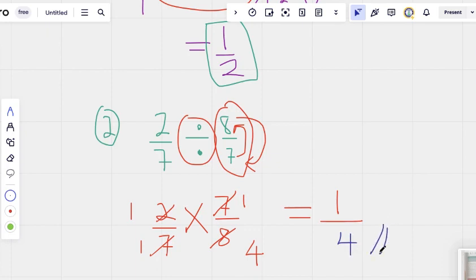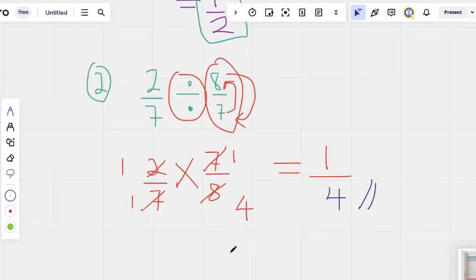So, division, all you need to remember, we're going to change the sign to multiplication, and we're going to flip the fraction on the right. Not the first fraction, not this one, the right one. We're going to flip it. That's it. Then the rest become a normal multiplication operation.